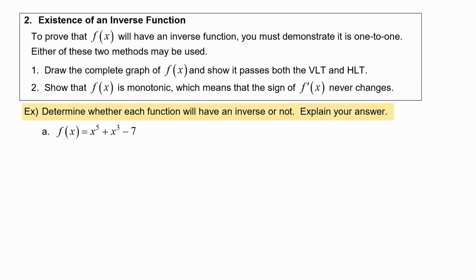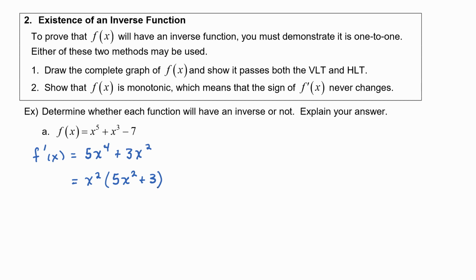So let's take a look at an example here where we have to determine whether each function will have an inverse or not. Explain your answer. In part A, we have f of x is equal to x to the fifth plus x to the third minus 7. Using this second method, where we will show that f is monotonic, that means we need to get f prime and analyze its sign graph. So f prime of x is going to equal 5x to the fourth plus 3x squared. We can factor this by taking out an x squared, and we would have left 5x squared plus 3. Now the only critical number we're going to get out of this is x equals 0.